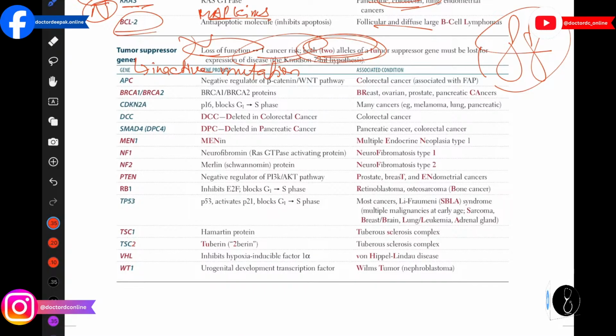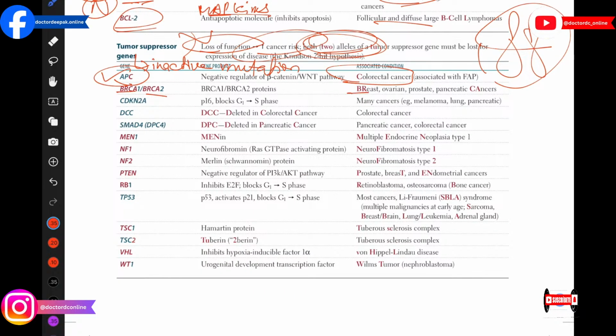Okay? The first gene we are going to study is APC. APC is a very important gene involved in colorectal cancer, the starting of the cancer. The cancer starts as a colorectal benign polyp and starts growing, and that is due to the inactivating mutation of APC. Then there are BRCA1 and BRCA2, which are responsible for breast cancer plus ovarian cancer. BRCA1 is present on chromosome number 17, and BRCA2 is present on chromosome number 13.